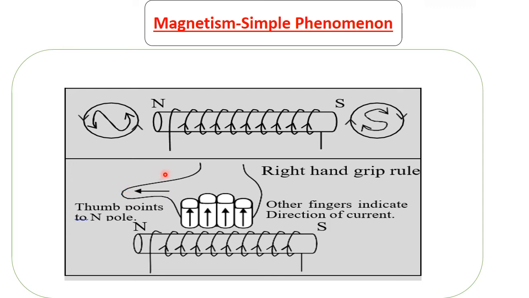If the current was moving from top to bottom, you could turn this hand upside down so that now the current is moving up to down. The thumb is going to point this direction, so your north is going to be here and the other side definitely becomes the south. That is how to use Fleming's right hand rule, or right hand grip rule.